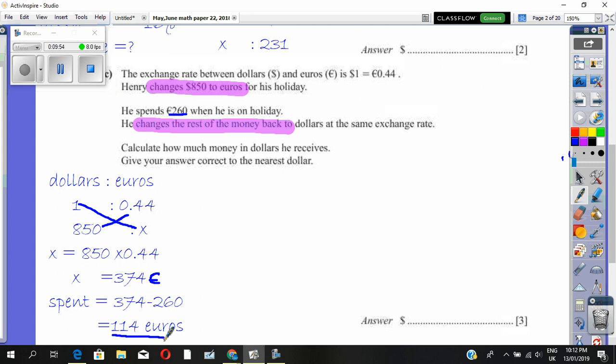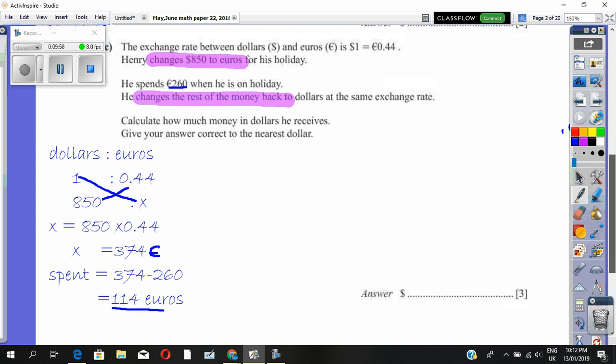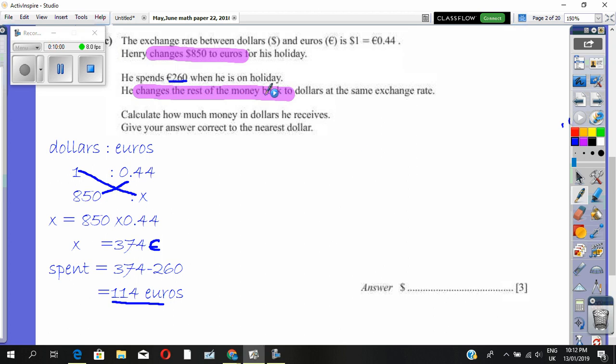114 euros. Now in the other part he is supposed to change euros back to dollars at the same rate. The exchange rate is the same. And we're supposed to calculate how much money in dollars he receives.